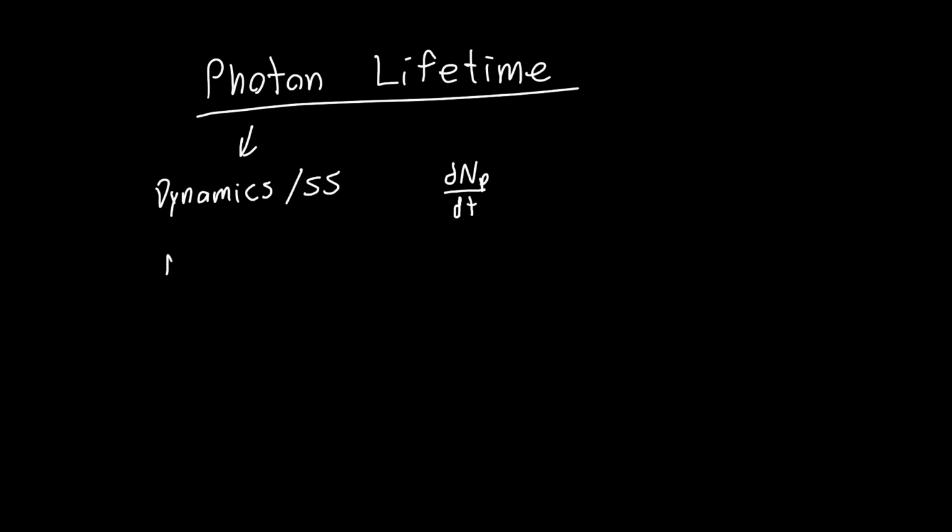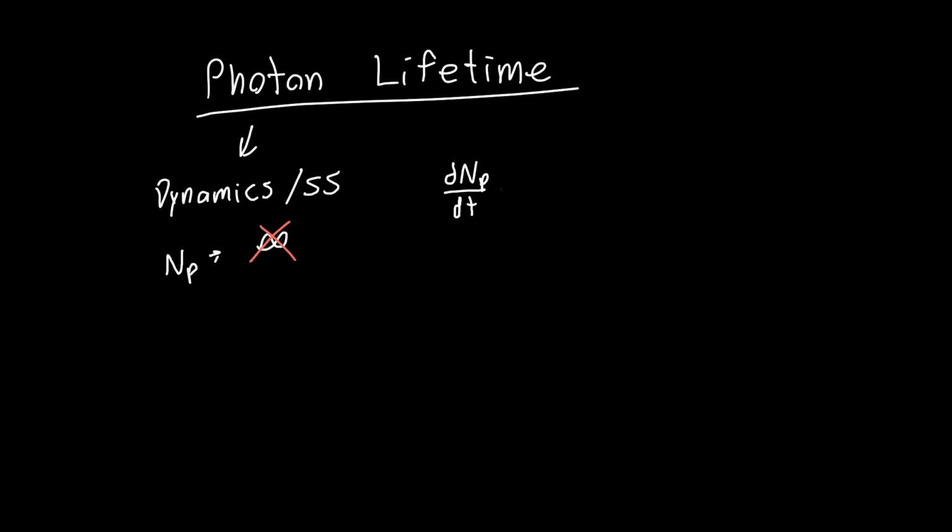If we solve this differential equation, we can figure out the total number of photons in the cavity. Previously we argued that that should be infinity, but we know in reality that's not going to be the case. So the photon lifetime gives us the first part of this differential equation in terms of the number of photons inside a cavity.